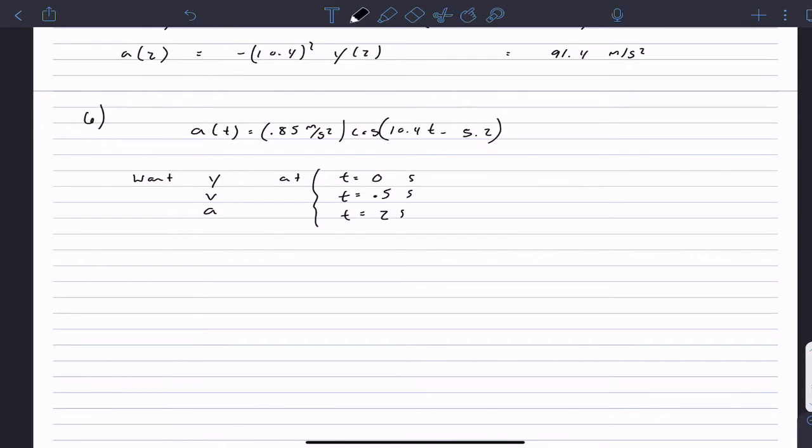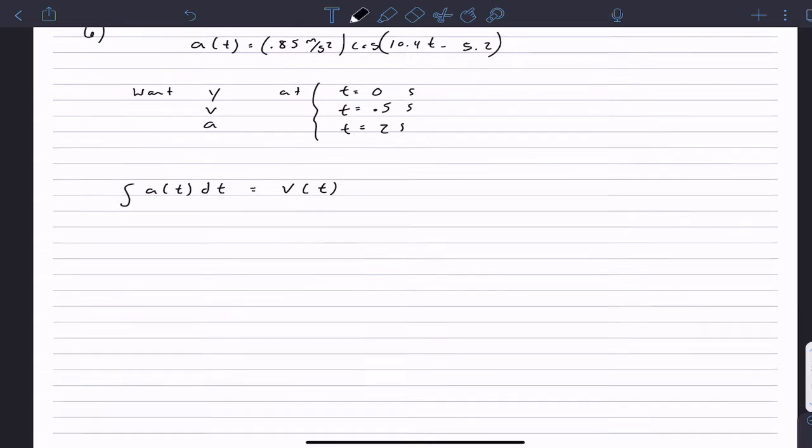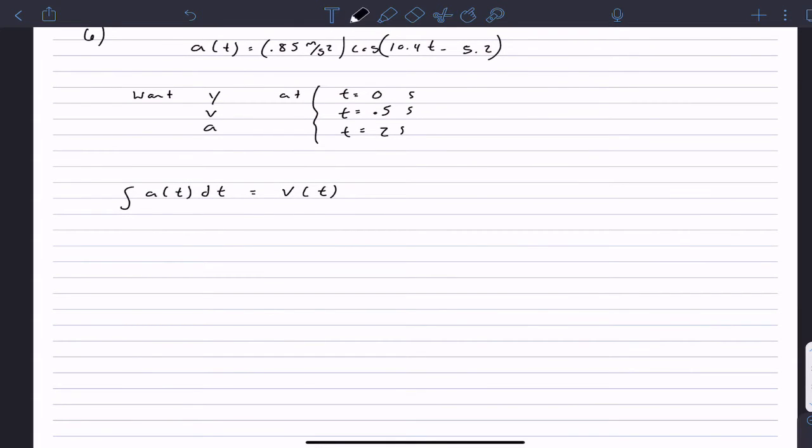So what we need to do is find velocity and position functions. So we have to integrate. So the integral of a of t dt is going to give you the function velocity. Velocity is a function of time, right? Great.